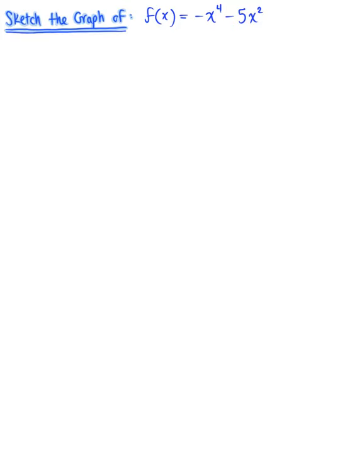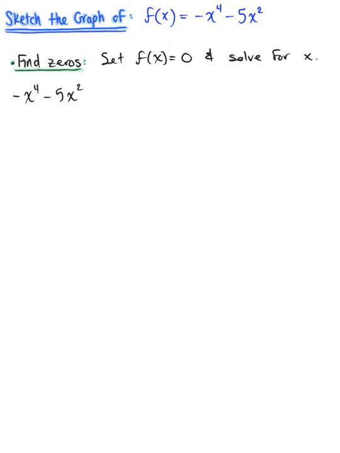Now in order to sketch this full graph, we need to go ahead and consider finding the zeros and then the multiplicity of each of the factors. So first things first, we need to find the zeros, or find the x-intercepts. In order to do this, we are going to set the function f of x equal to 0 and solve for x. So here we go. We have minus x to the 4th minus 5x squared is equal to 0. And we want to factor. So we can see that our greatest common factor here is minus x squared.